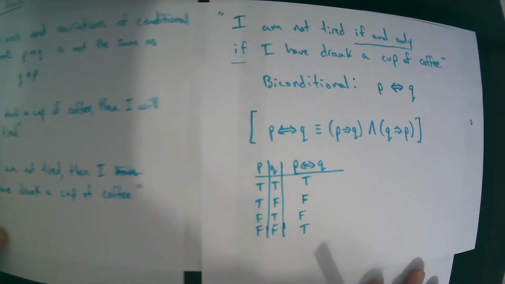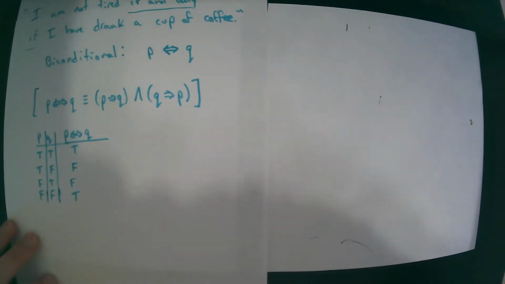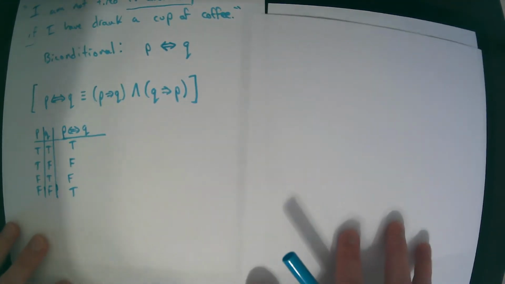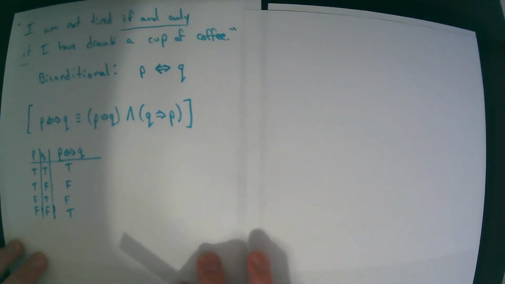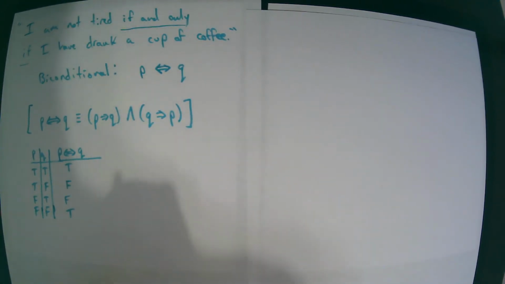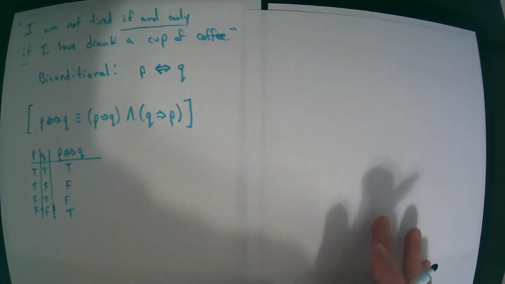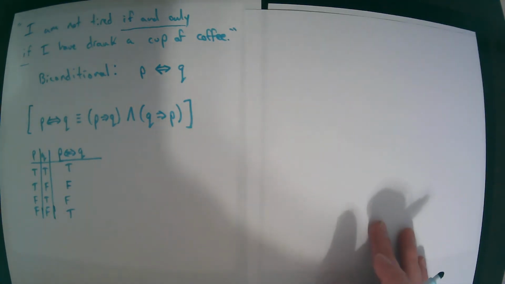Alright, let's keep talking about variations of conditionals. So that's the biconditional. Now let's talk about a converse. We've got converse, inverse, and contrapositive.